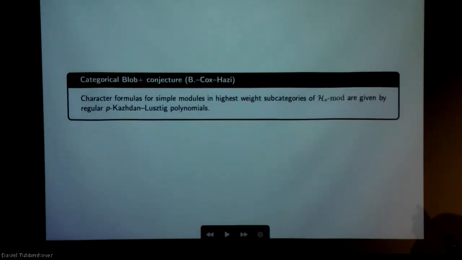So now I'm going to prove a theorem. What theorem am I going to prove? The best one. So here it is. We've already seen this one, this categorical blob conjecture. I'm going to show you how the proof works for the symmetric group, our favorite group.